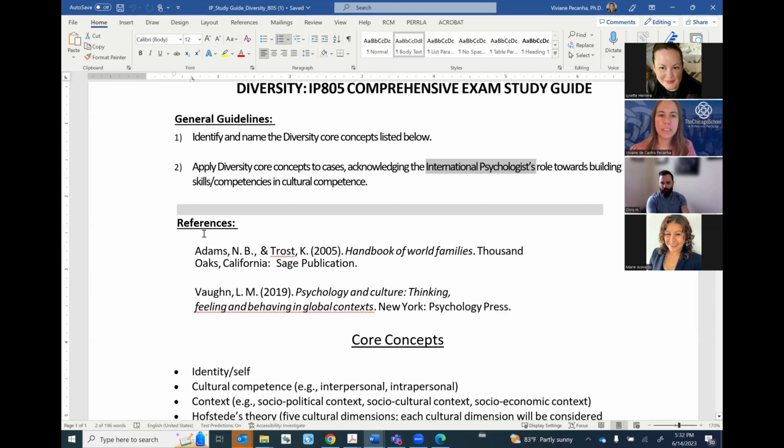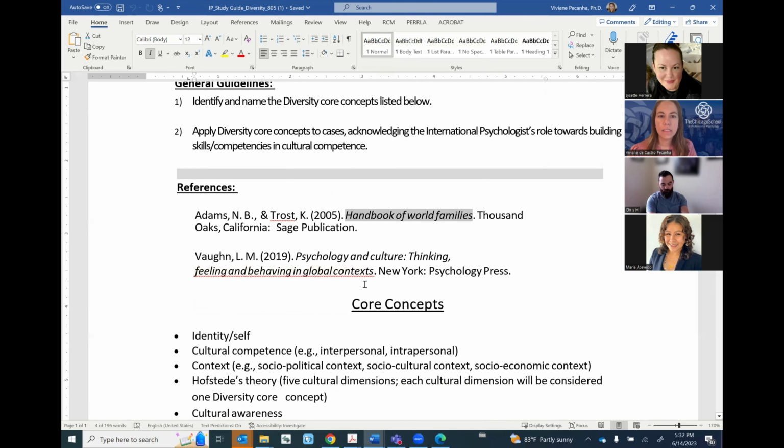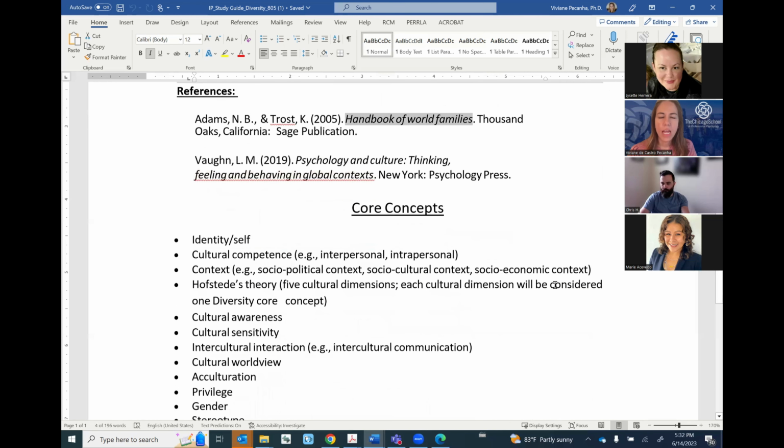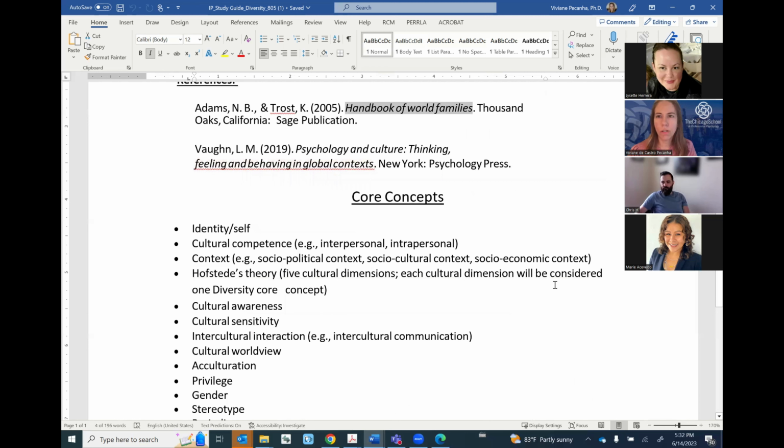So the main references for diversity are the Handbook of World Families from Adams and Trost, and Psychology and Culture: Thinking, Feeling, and Behaving in Global Contexts from Van. Okay. Do you still have your hand raised, Lisette, or do you have another question?